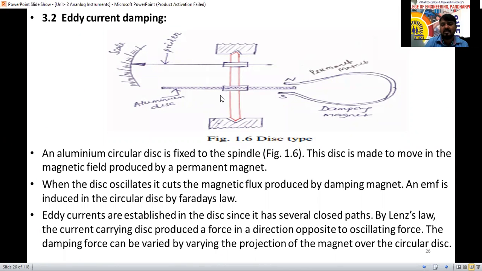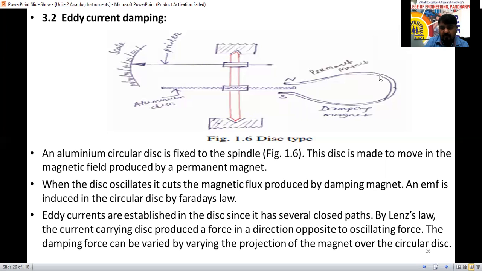The aluminum disc is attached, and we have used one damping magnet here, a permanent magnet, and some damping magnet on one side. So both are, this is a damping magnet. For that reason only, we are going to call this eddy current damping. For damping purposes we are using fixed permanent magnets only. So here the magnetic field will be produced in between these two. North and south pole is there. Here, is the magnetic field produced or not?